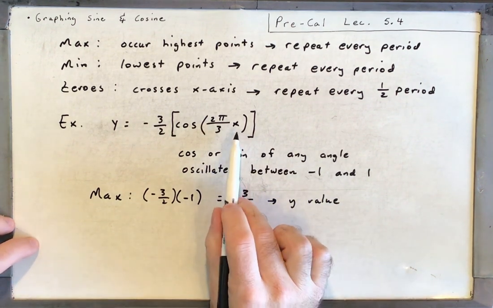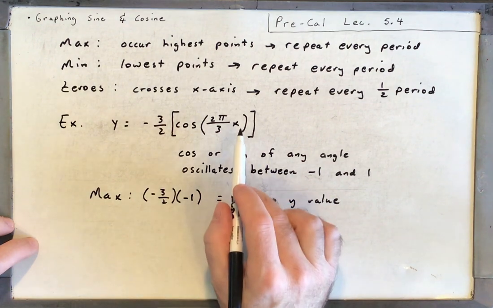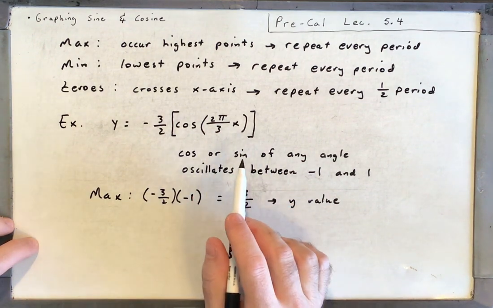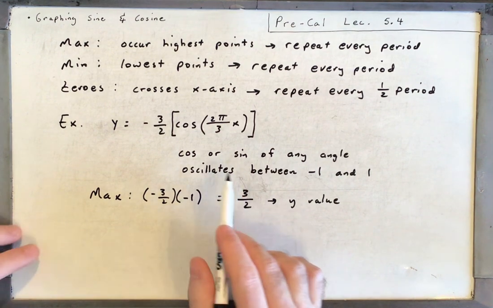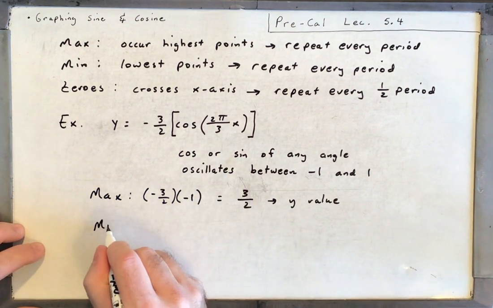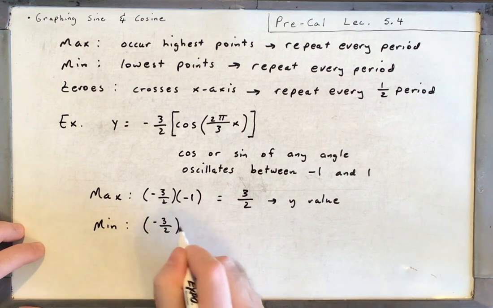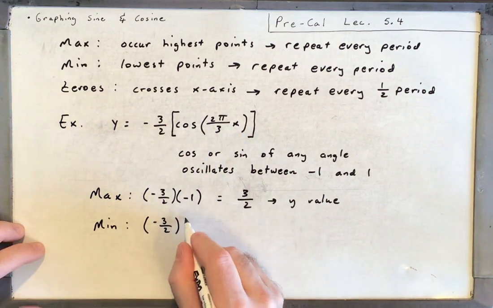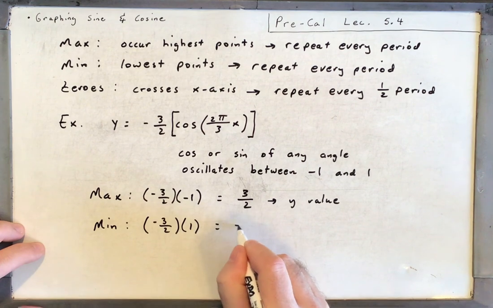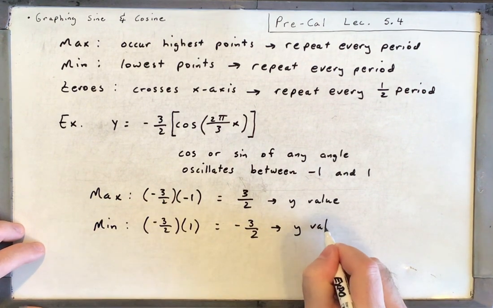Now we could figure out what the x value is. You know, y is 3/2. What is the x value at that? We're not going to do that on this particular problem, but we will on future problems. So the min, you're going to take -3/2. That's that coefficient out front. And when all of this is equal to 1, that gives you your minimum number, which is -3/2. So that's your y value.